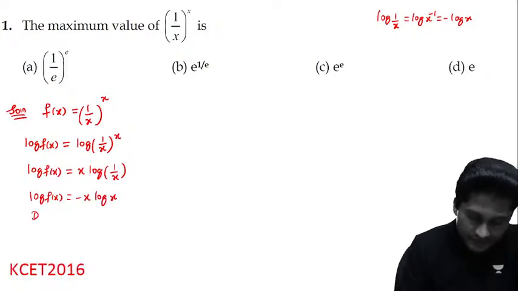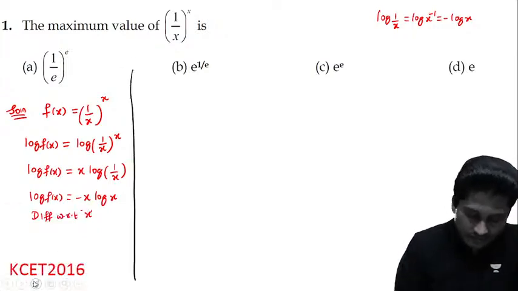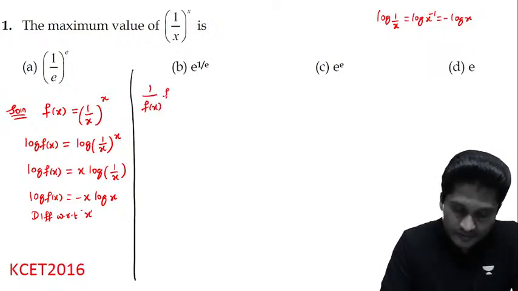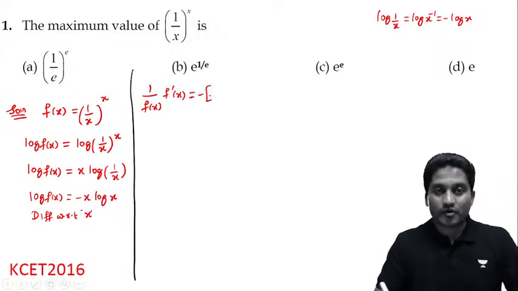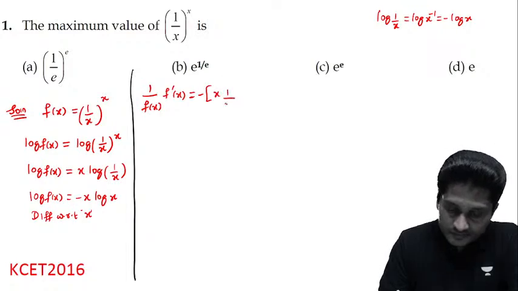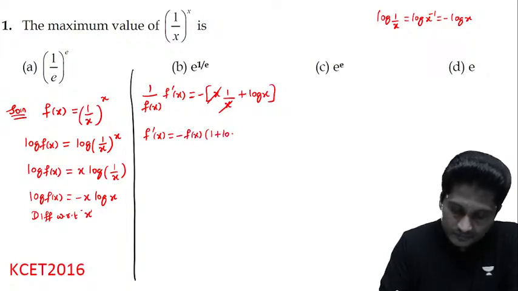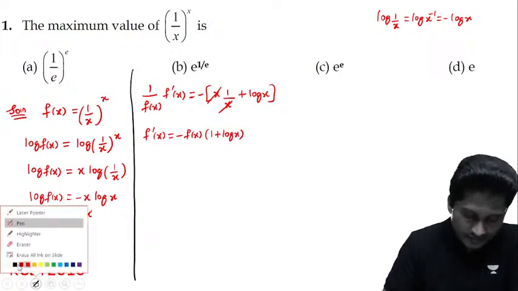Now differentiating with respect to x, the differentiation of log x is 1 by x. So 1 by f(x) into f dash of x is equal to minus into a bracket. Use the product rule, u into v dash plus v into u dash. This will cancel. F dash of x is equal to minus f(x) into (1 plus log x). This is f dash of x.